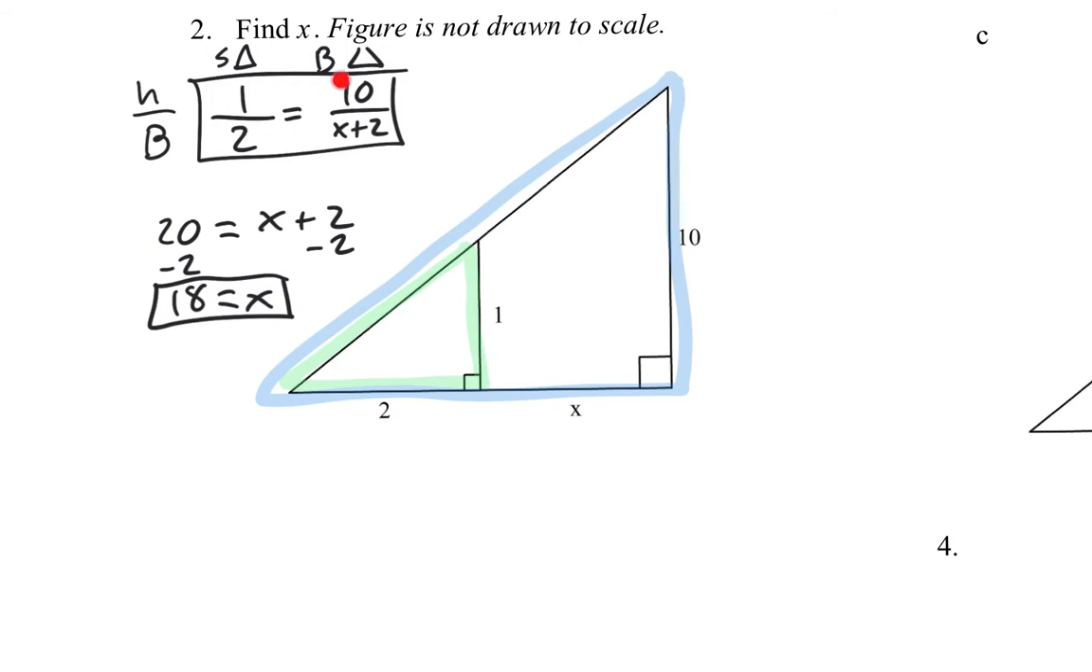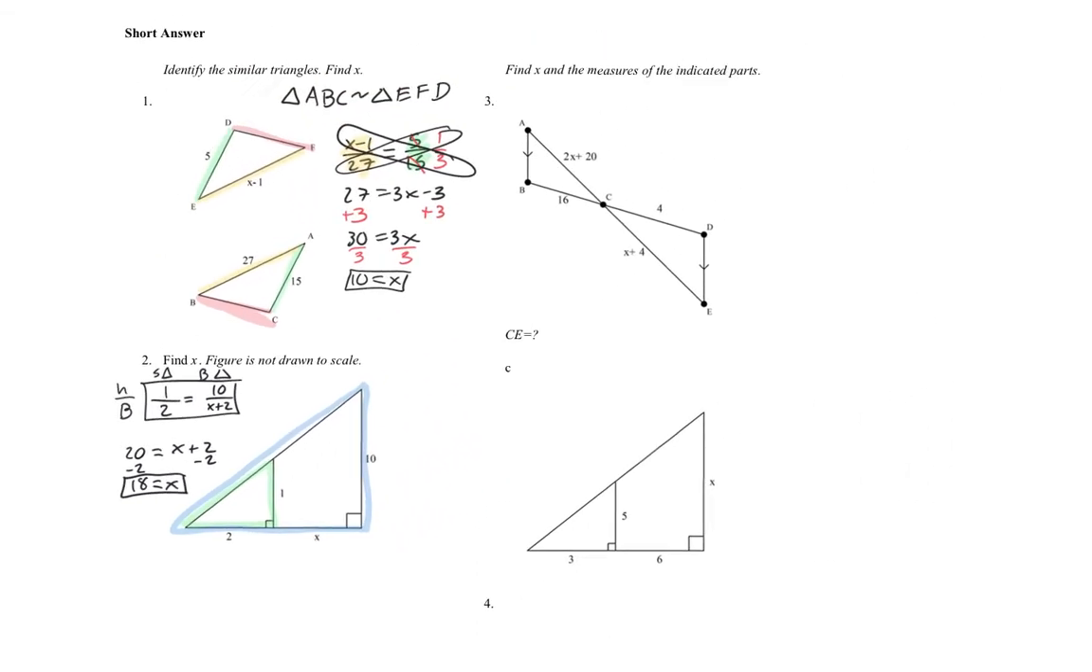Now, this is not the only way to set it up, by the way. If you just pick a way and be consistent with it, you'll be fine. I could have put the big triangle here, small triangle here, base on bottom, height on top, or base on top, height on bottom. It doesn't really matter. It's just about being consistent. All right. Let's go to number 3.